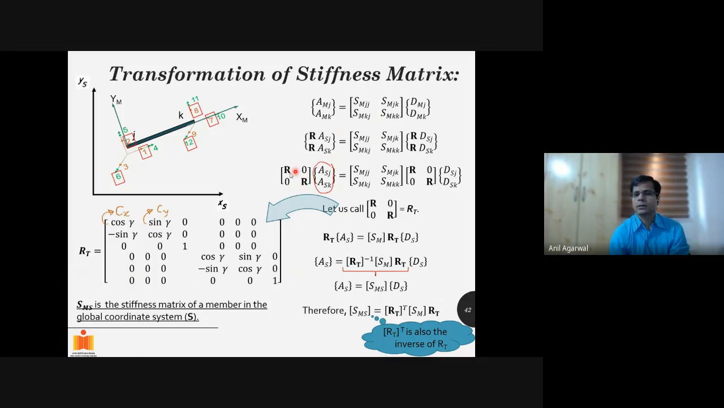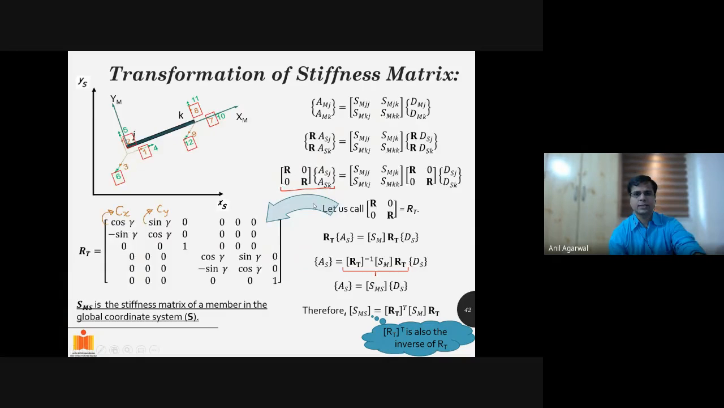The transformation matrix required for that will be R 0 0 R. You can see that, right? If you do this multiplication, the first row gives R times ASJ plus 0 times ASK, that is basically R times ASJ. The second row will be 0 times ASJ plus R times ASK, that is R times ASK. So that is equal to this one. Fine. Any doubts about this part?